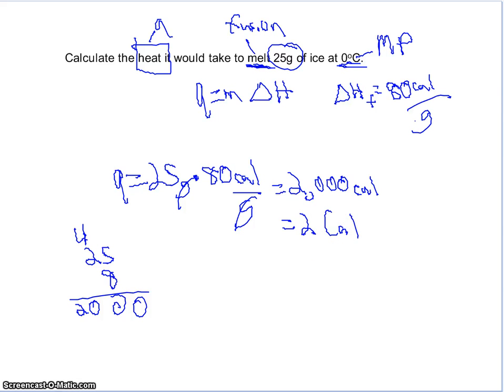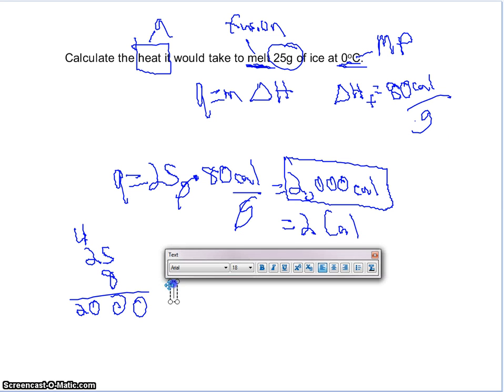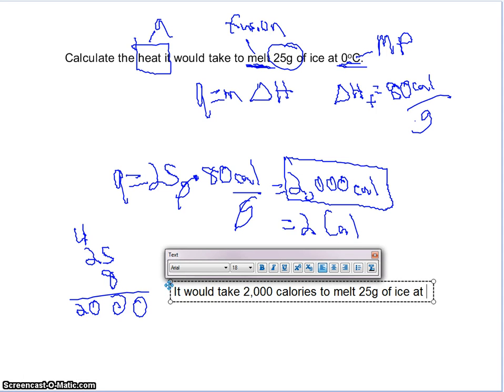All right, so there we go. That's how much heat it would take: 2,000 calories. So we could put that in a sentence. It would take 2,000 calories to melt 25 grams of ice at the melting point.